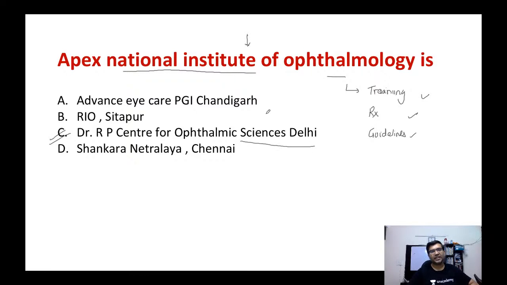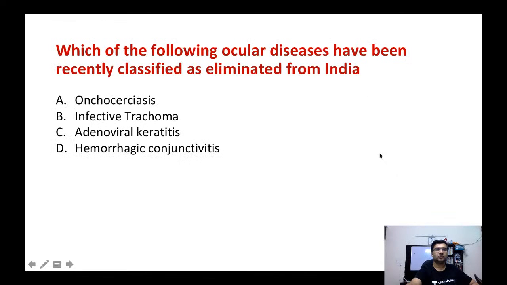Okay, AIIMS New Delhi. This is the Apex Institute of Ophthalmology, my alma mater also. The Dr. RP Center for Ophthalmic Sciences, AIIMS New Delhi. This is the Apex National Institute of Ophthalmology. Okay, chalo. Let's move to our next question, a simple question now. Which of the following ocular diseases have been recently classified as eliminated from India? Try to answer. Onchocerciasis, infective trachoma, hemorrhagic conjunctivitis.